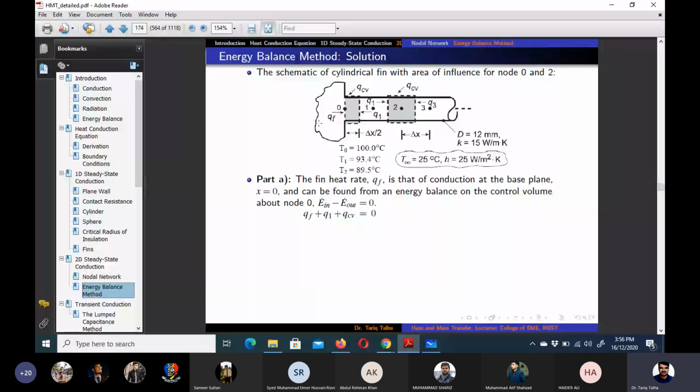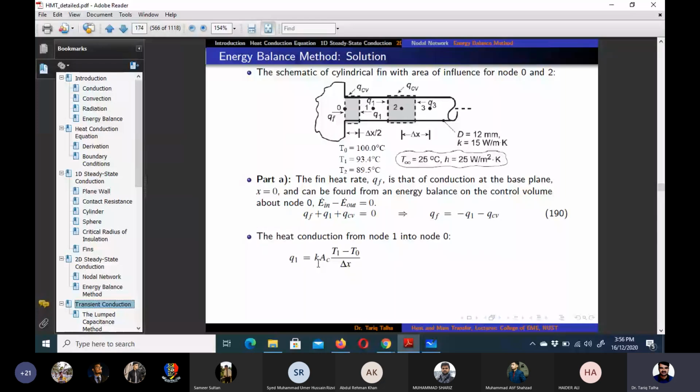So QF is something which we need to determine in part A. Q1 is the heat which is coming by conduction from node 1, and QCV is the heat transfer by convection. So from here we can write QF, which is the desired heat transfer which we want to determine, is equal to minus Q1 and minus QCV.